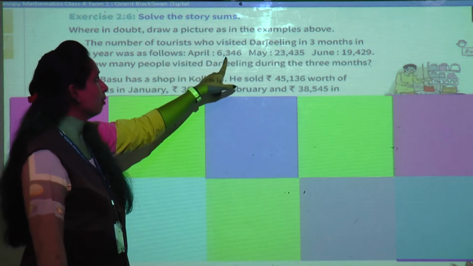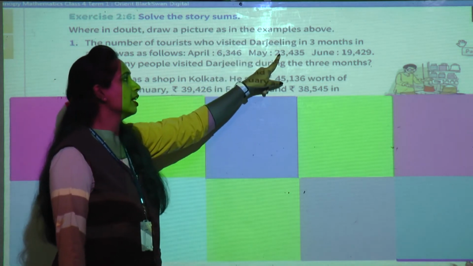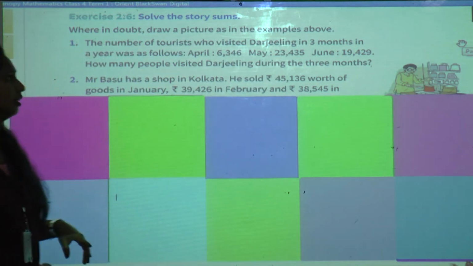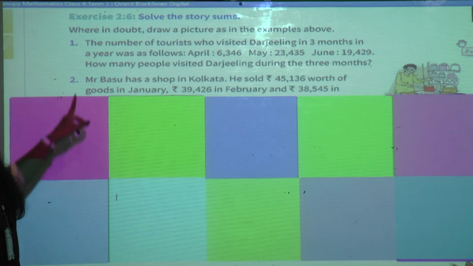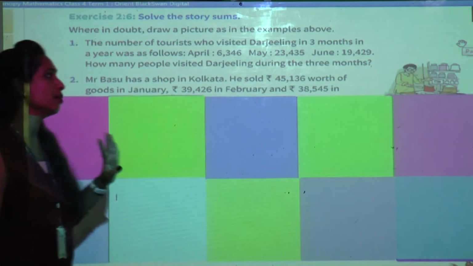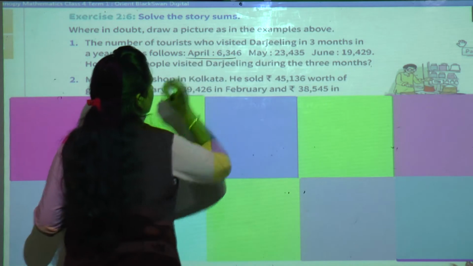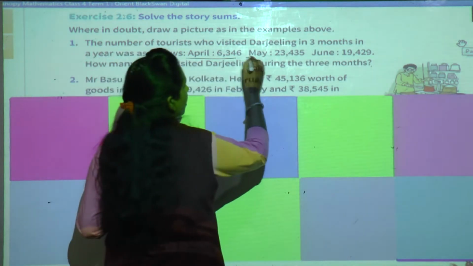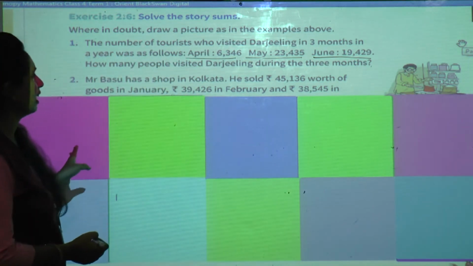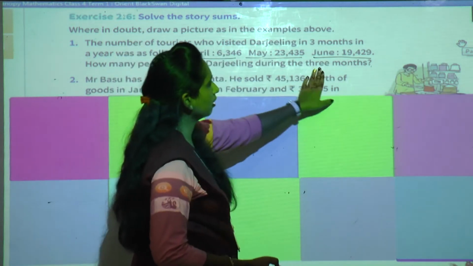In April, how many tourists visited? 6,346, and in May 23,435, and in June 19,429. So the question is, how many people visited Darjeeling during the 3 months? See how many people visited in April, in May and June. So what do we have to find out? We have to find out how many people visited Darjeeling during the 3 months.